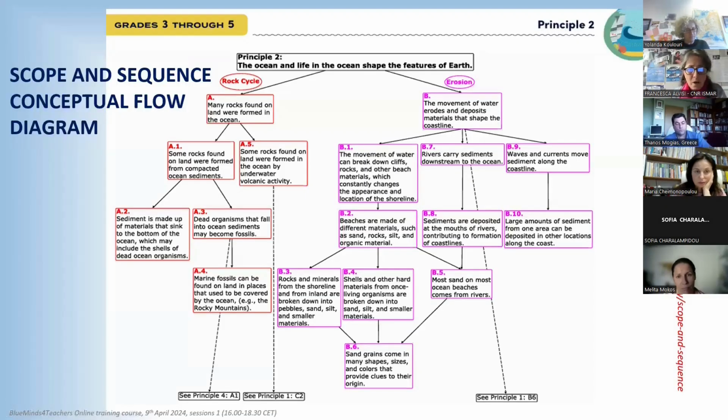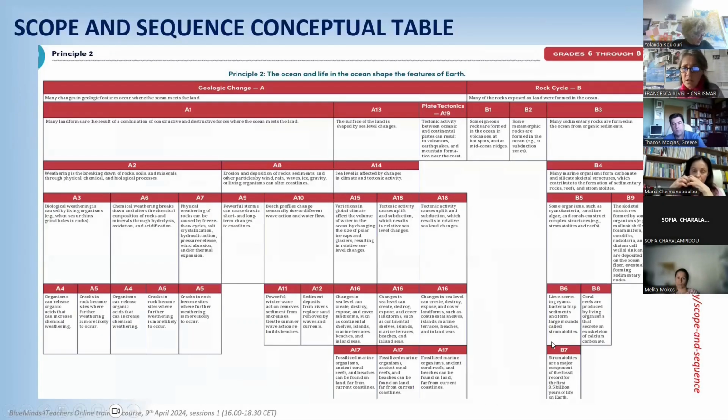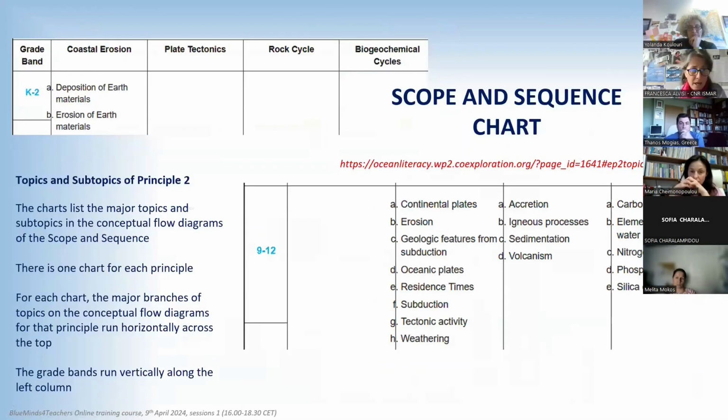As for Principle 1, you can find the scope and sequence conceptual flow diagrams for all your school levels, with different topics vertically and the levels horizontally. You can scroll down and see what topics you can go through, and you also have the link with other principles. The same is for this one. You can have tables again to help you go through it, and topics and subtopics to link to the different levels of your classroom, so K-2 or 9-12 or the ones in between.